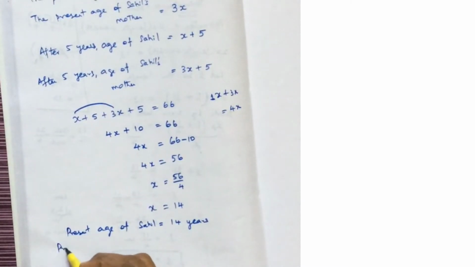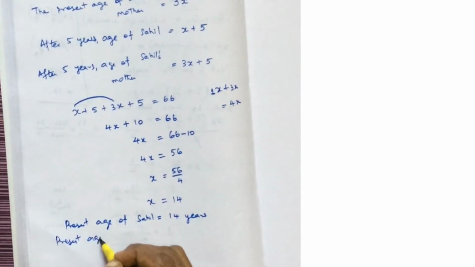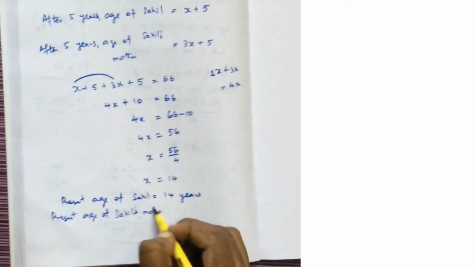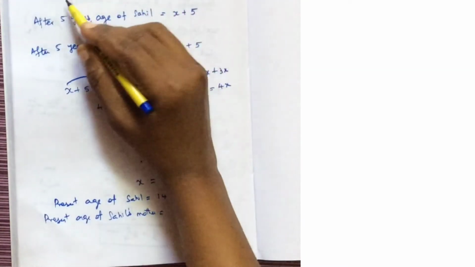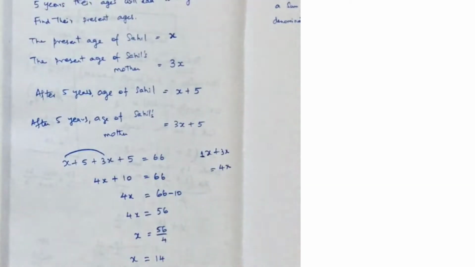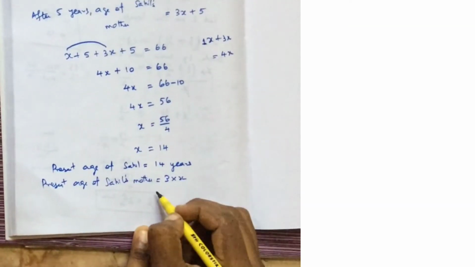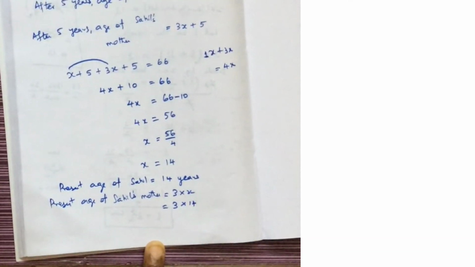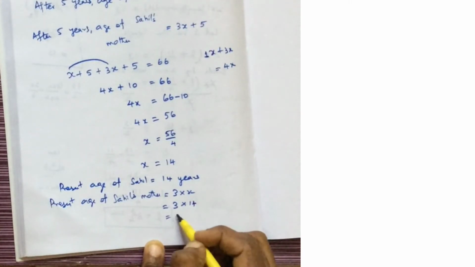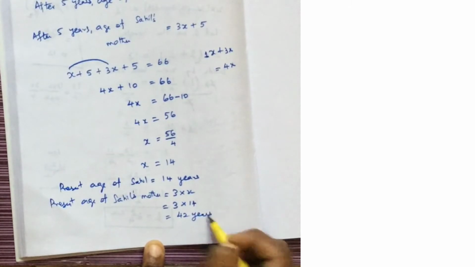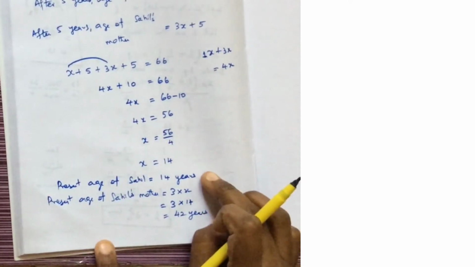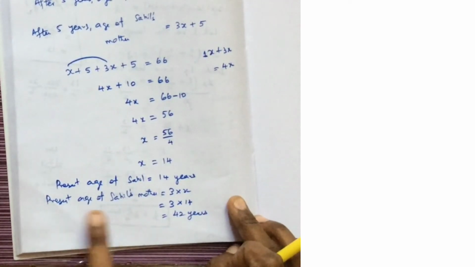Now, I have to find the present age of Sahil's mother. What is that? The present age of Sahil's mother is 3x. What does it mean? 3 multiplied by x, that is equal to 3 multiplied by 14. What is 3 multiplied by 14? 42 years. You see here, Sahil's present age is 14. Sahil's mother's present age is 42.